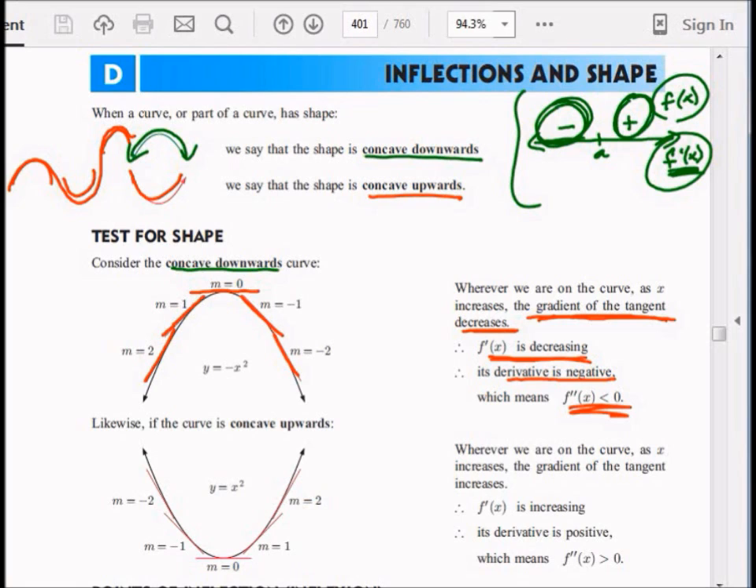If we're looking at a concave upwards graph and we compare the slopes of the tangents as we move to the right along the graph, these slopes are getting larger. -1 is larger than -2. 0 is larger than -1. 1 is larger than 0, and so on. So as we look at this curve, the gradient of the tangents are increasing, therefore the derivative function is increasing. The derivative of the derivative will then be positive, because increasing of one function refers to positive of the next derivative up. So the second derivative is greater than 0, or positive in this case.